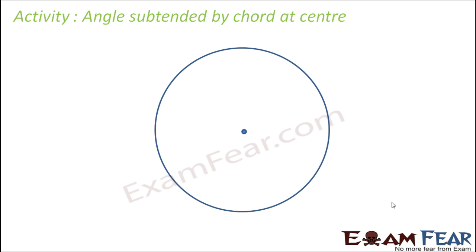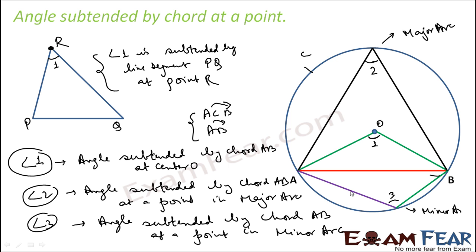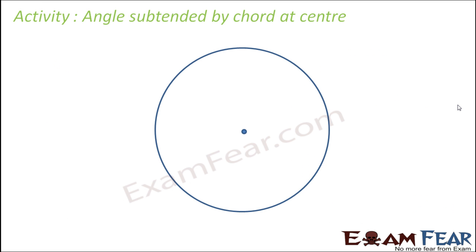So let's try to figure out the relationship between the length of the chord and the angle subtended at its center. Okay. So we have seen that this is the chord and this is the angle subtended. So let's see the relationship. If the length is more, is it subtending a higher angle or less angle? So let's see if there is a relationship between the length of AB and angle 1. Angle 1 we are talking about.